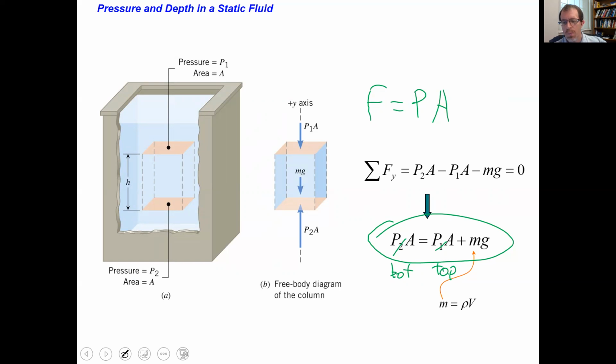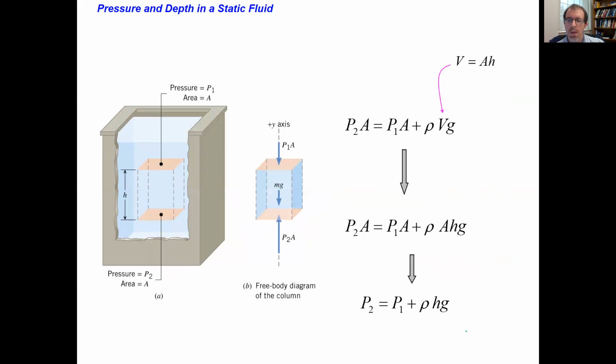The first thing I'm going to do is replace this mass with density times volume. Remember that density is equal to mass over volume. So I can rearrange that and get mass is equal to density times volume. So let's make that replacement. I've made that replacement. Mass is equal to density times volume. That rho V is now taking the place of mass.